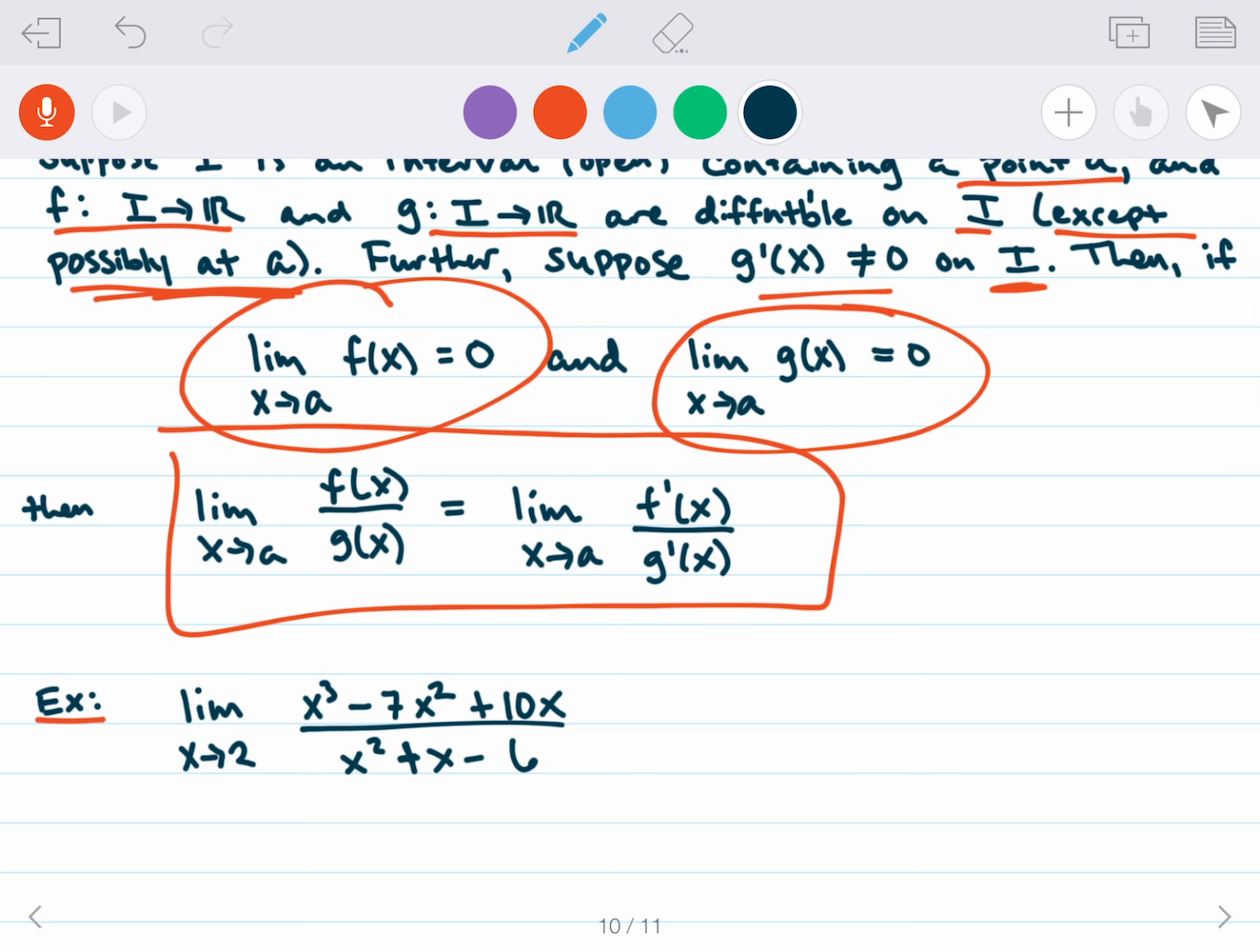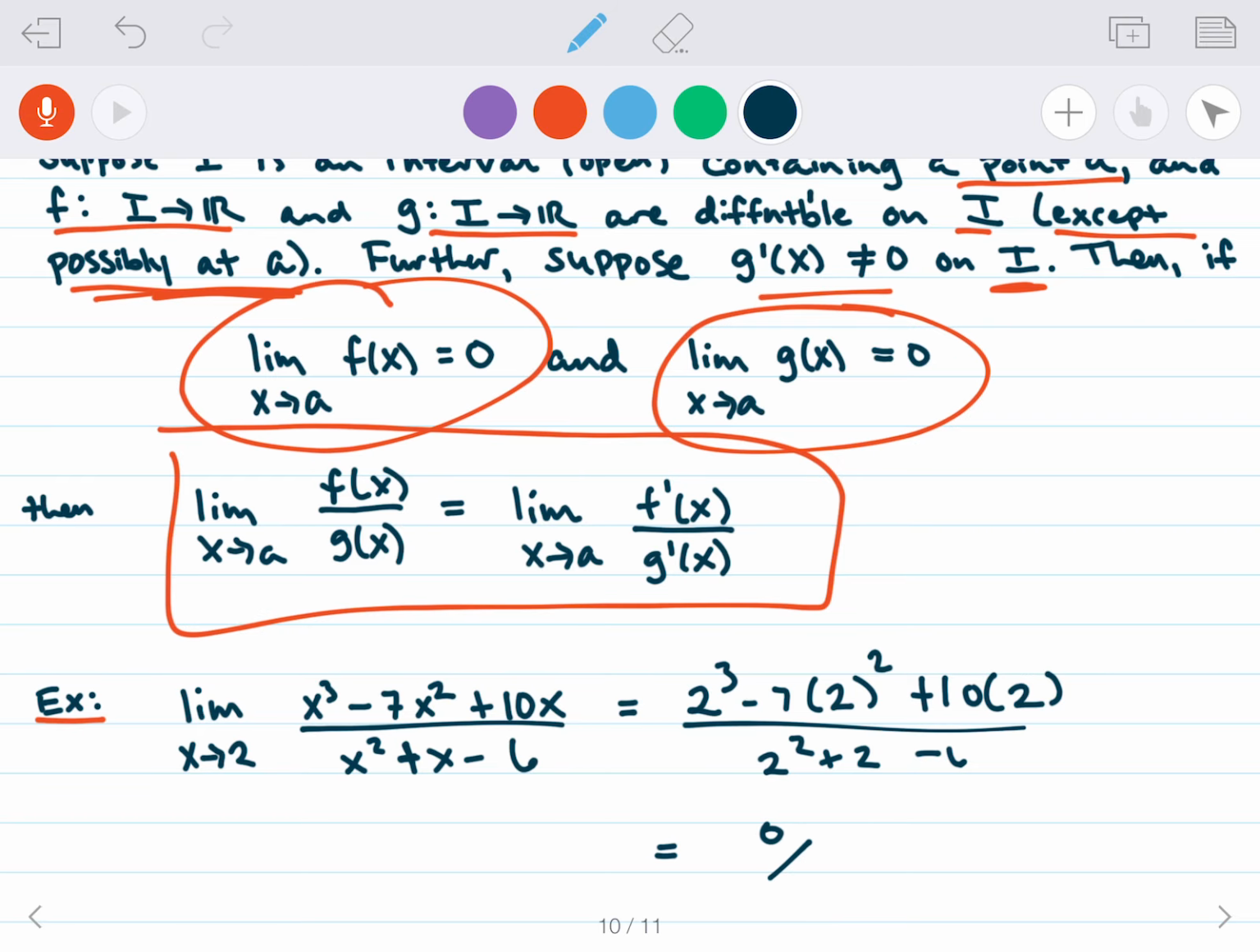So we're going to actually prove this, but just so we remember what this is, here's a small example. If you recall, if you plug in 2 into the top and the bottom of this function, we get 2 cubed minus 7, 2 squared plus 10 times 2, all over 2 squared plus 2 minus 6, and we end up getting 0 over 0. So this is our f of x, and this is our g of x.